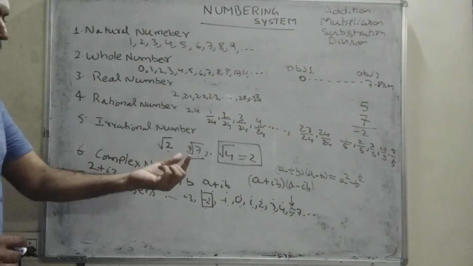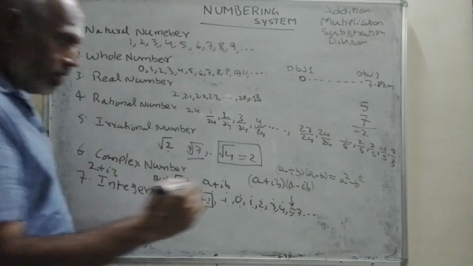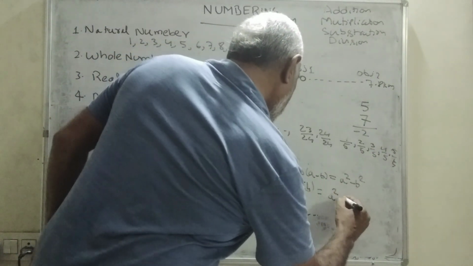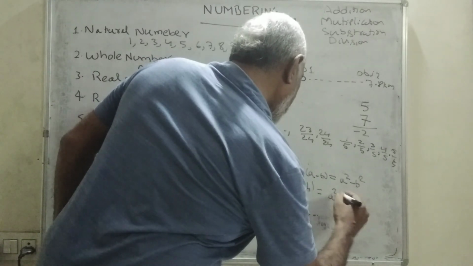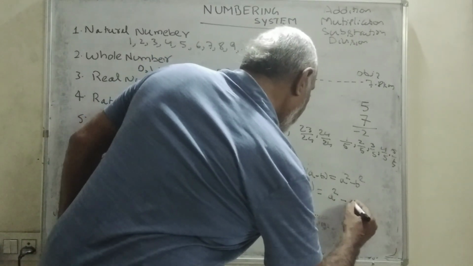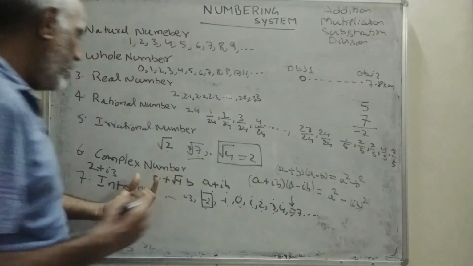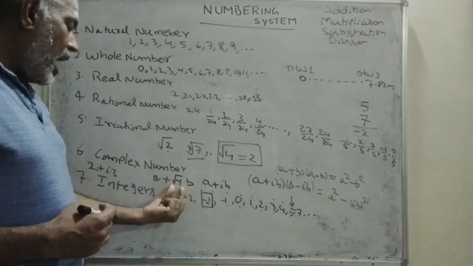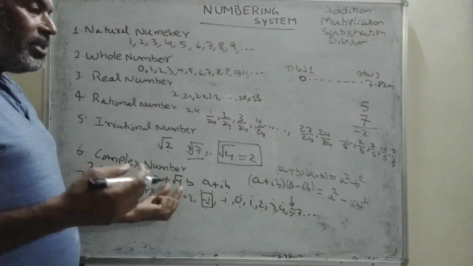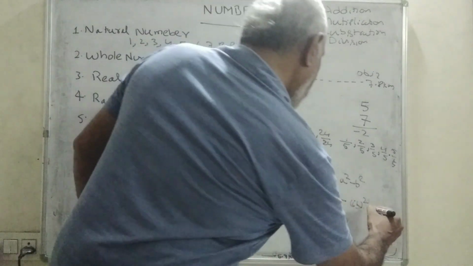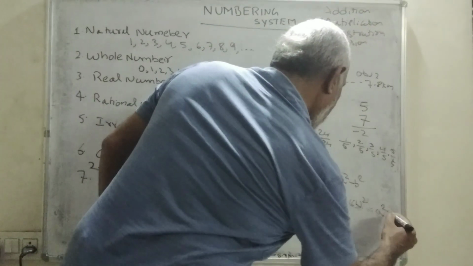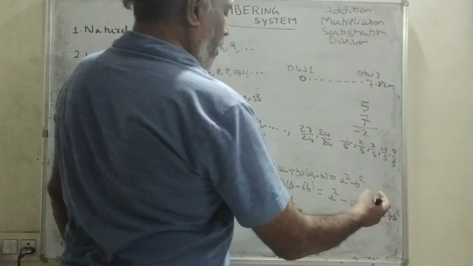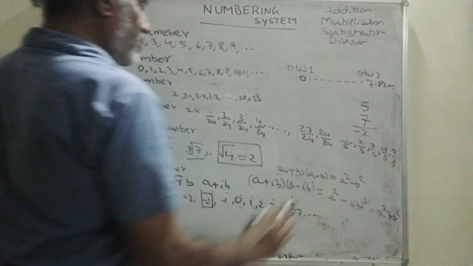So a plus ib into a minus ib gives a square minus, because minus will be there, ib whole square. Now i square is the square of the square root of minus 1, which gives the value of minus 1. So this is equal to a square minus of minus b square, so this will be a square plus b square.